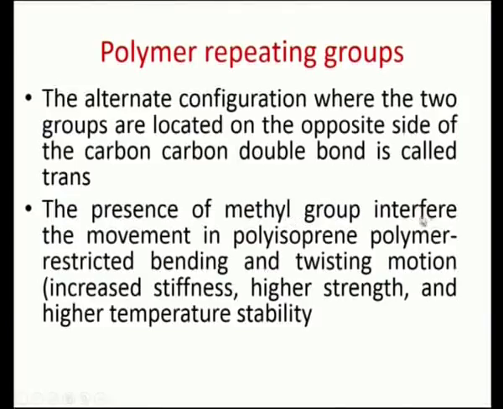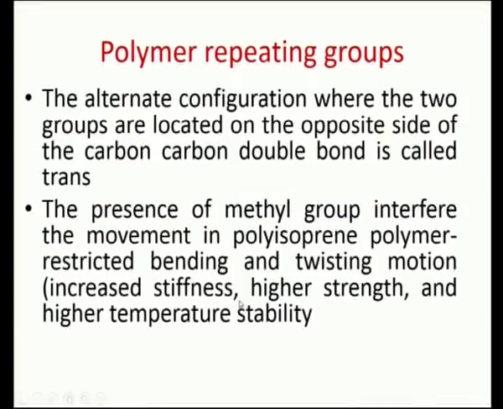The presence of the methyl group interferes with movement in polyisoprene. The polymer has restricted bending and twisting motion, increased stiffness, higher strength and higher temperature stability. So, these are all properties based on the orientation of the methyl group. If it is cis, it has different properties; if it is attached in trans, it gives other properties. This depends on the orientation of the methyl group and hydrogen towards the carbon-carbon double bond.